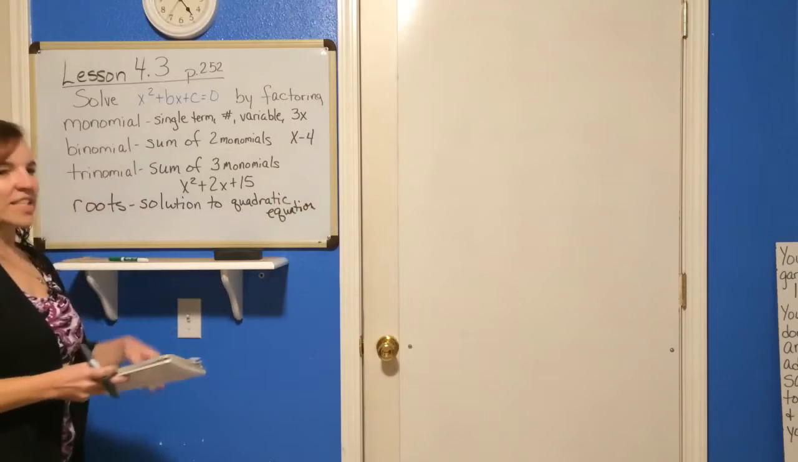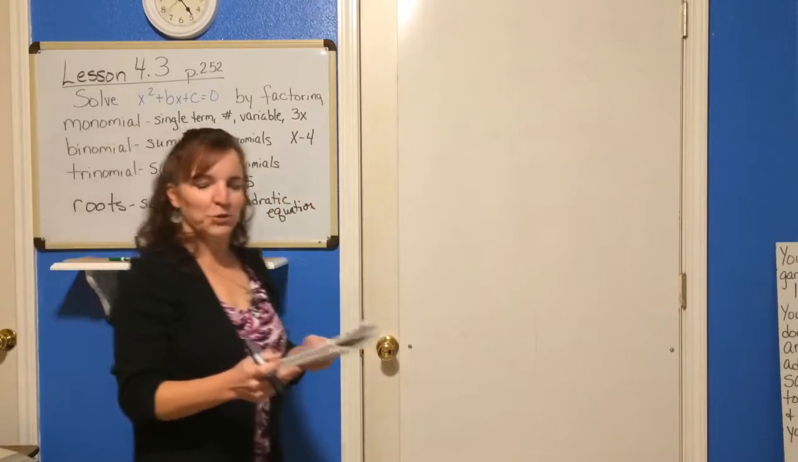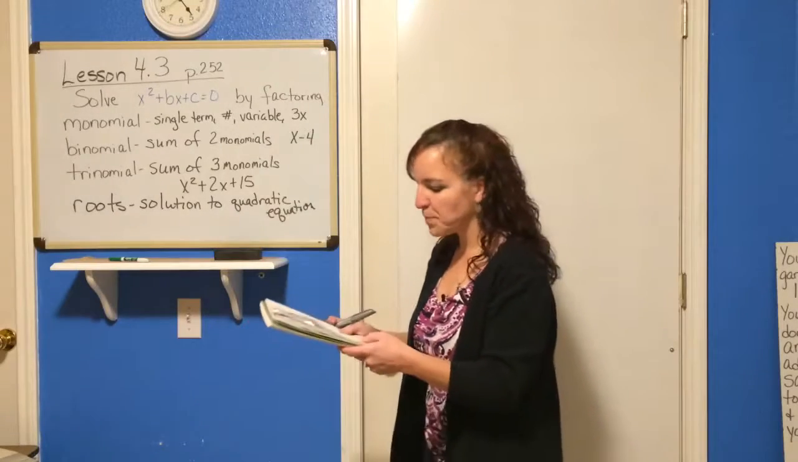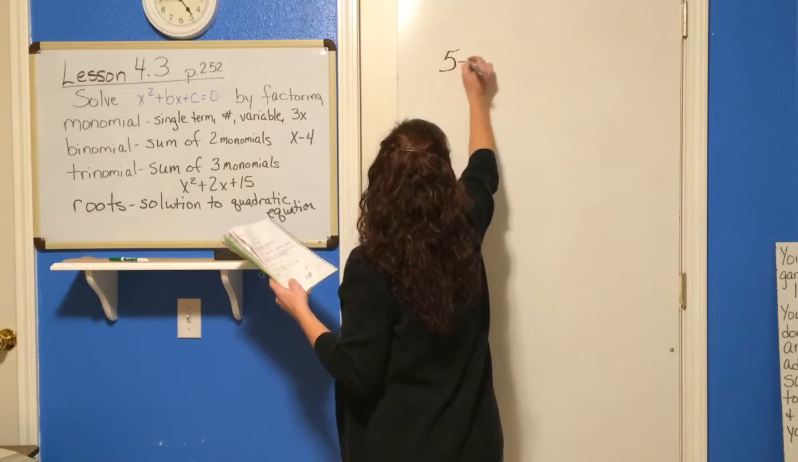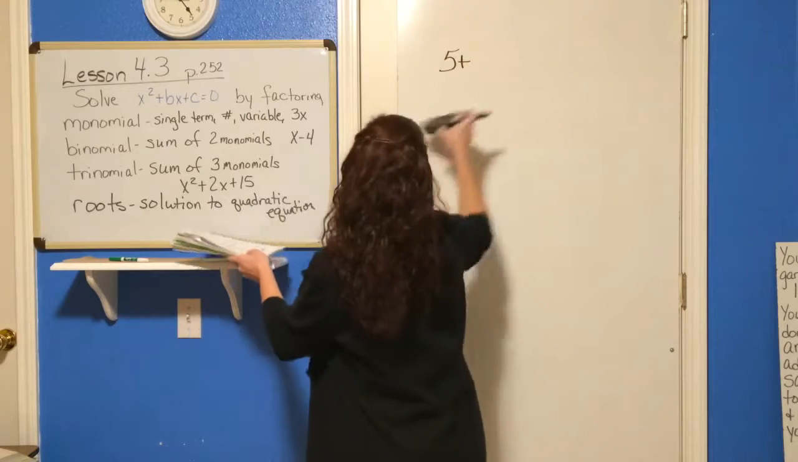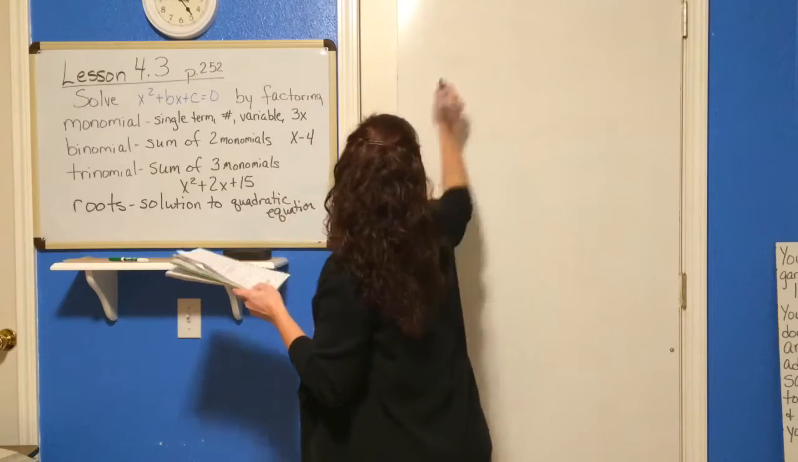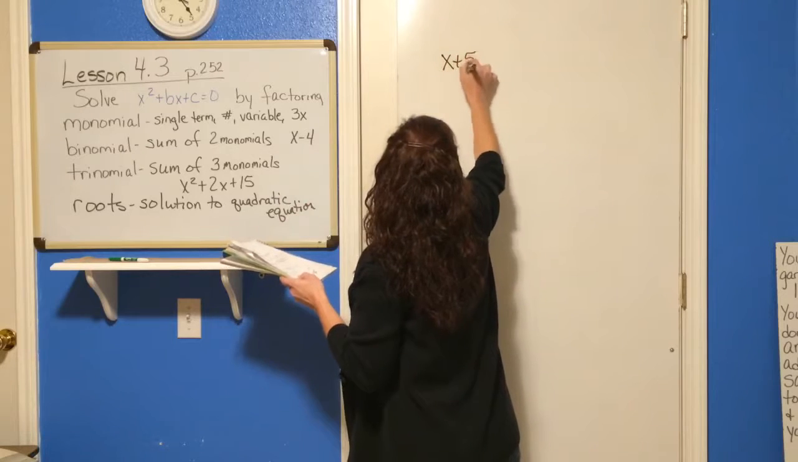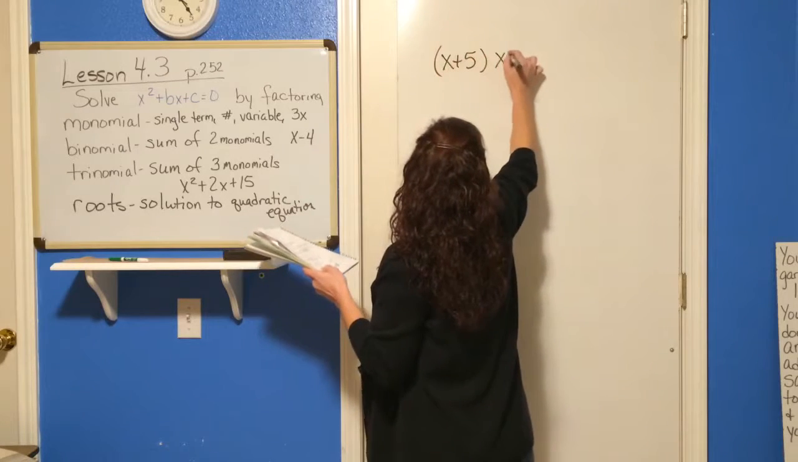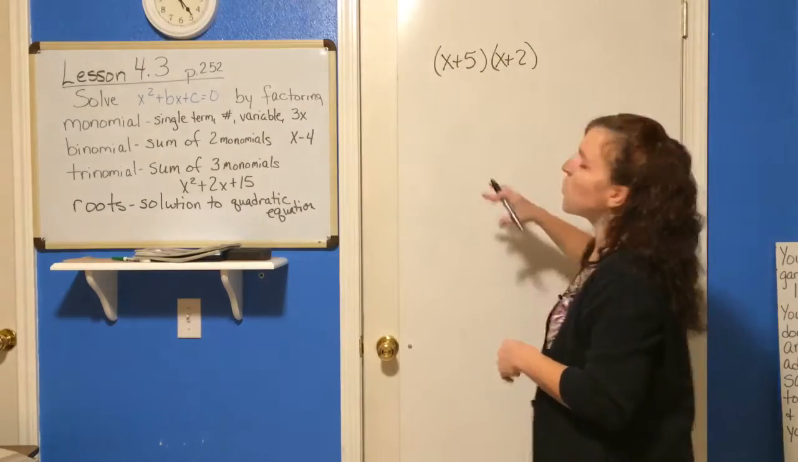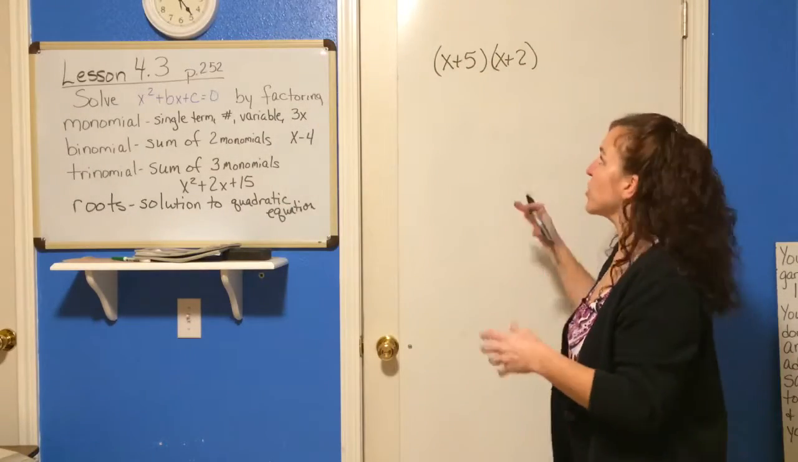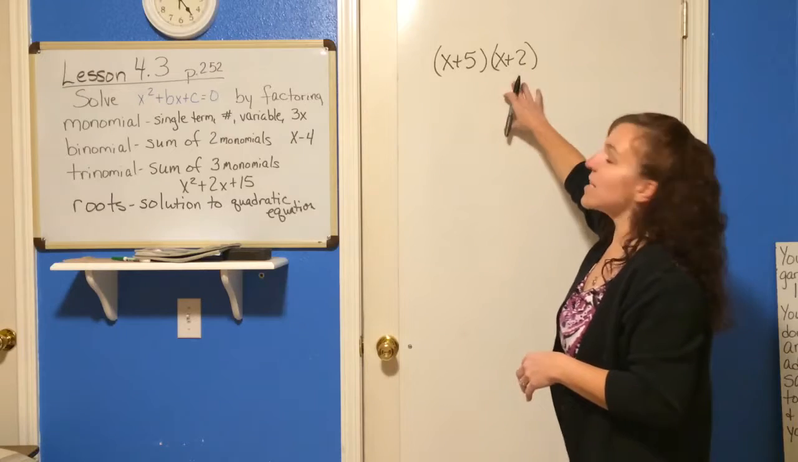So roots, if I say find the roots, that means find the answer, find the solutions to a quadratic equation. If we factored out and we got, oh, well, our factored equation is x plus 5 times x plus 2.